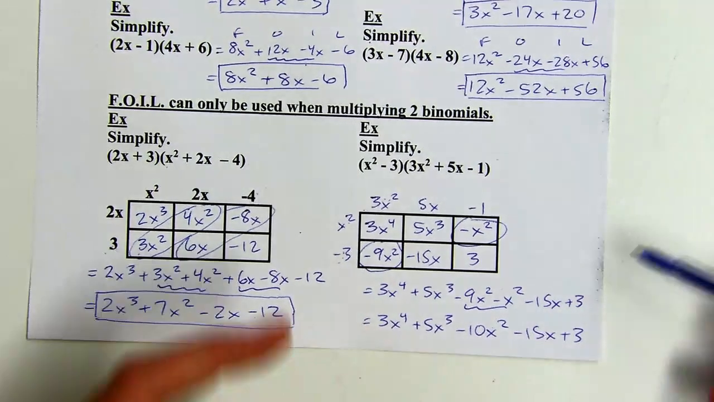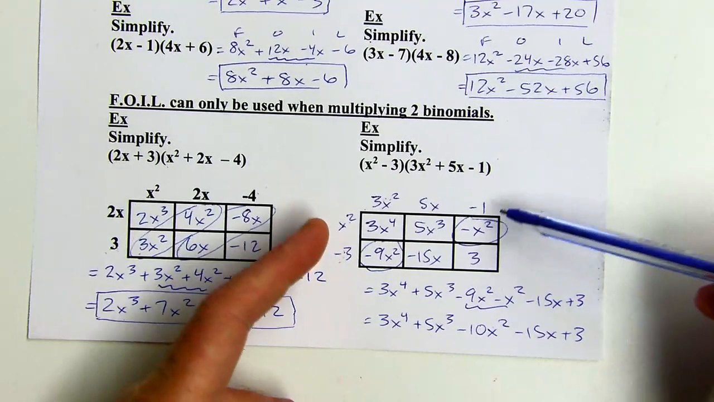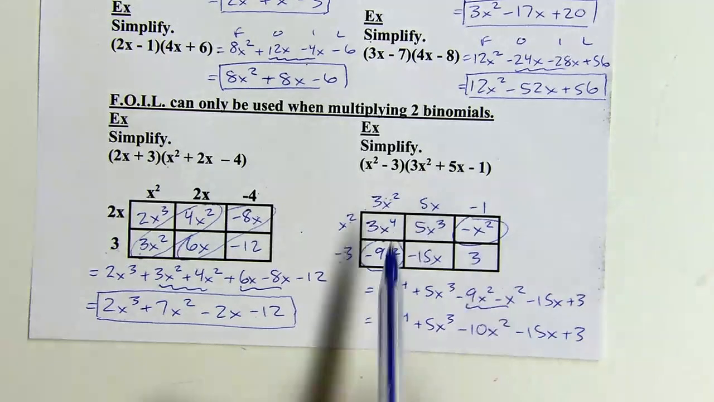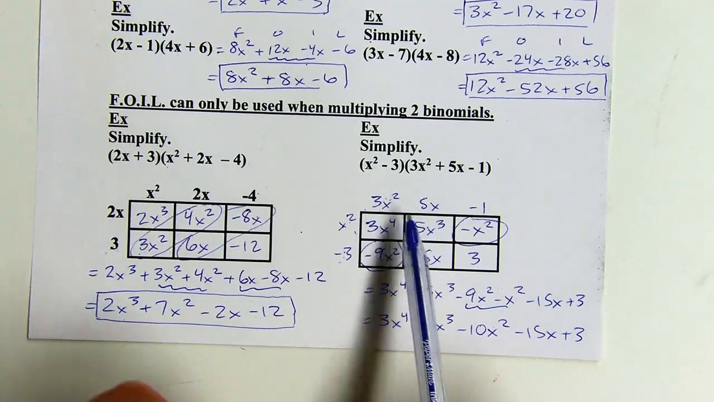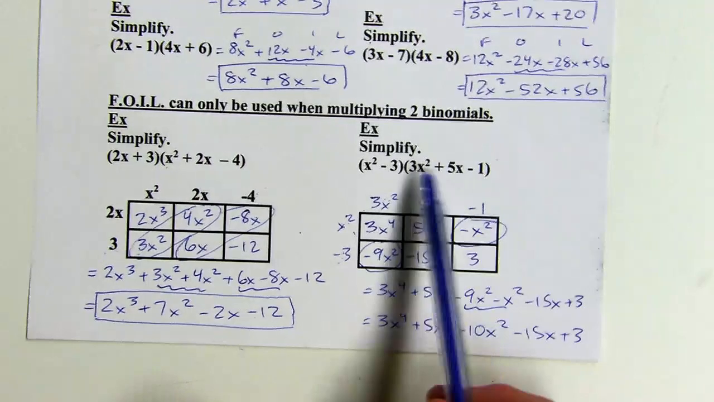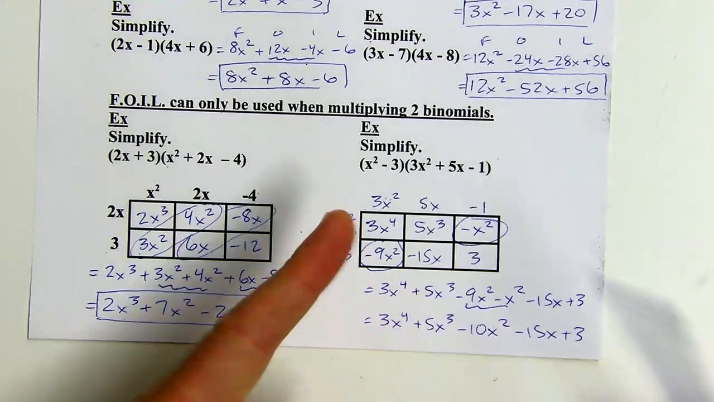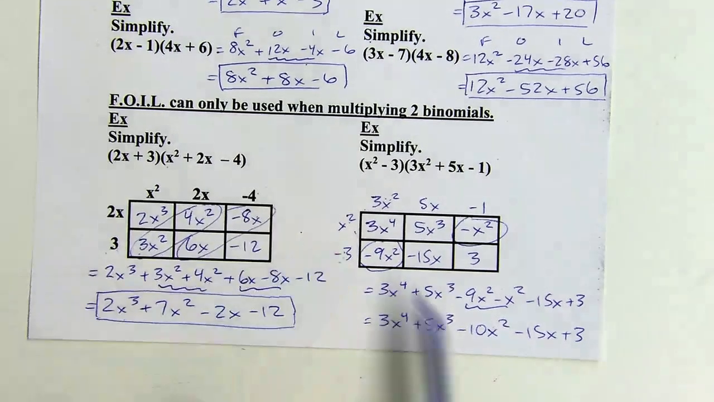And if you're drawing your own boxes, sometimes the boxes won't be drawn for you. It doesn't matter. You could put the binomial on the left, or you could put the binomial on the top. It doesn't matter. So you could put the trinomial in either position too, right? You just want one of your polynomials on the left side and one on the top side, and it should work out. Okay. All right, let's try a couple more on the next page.